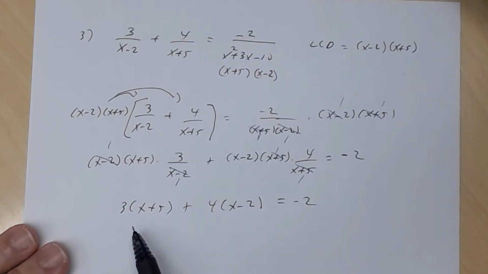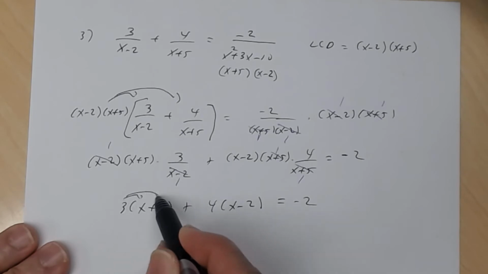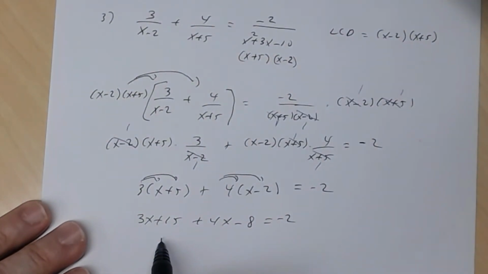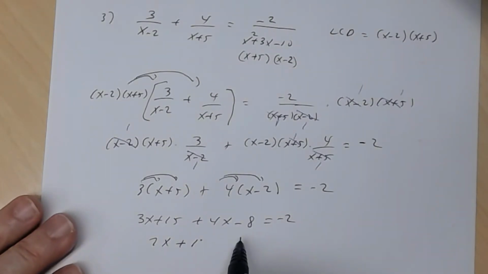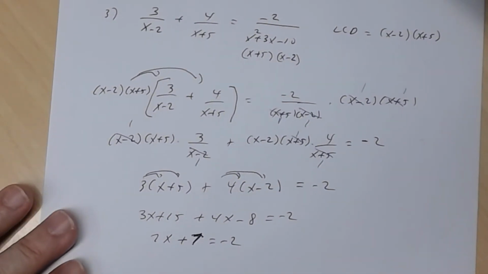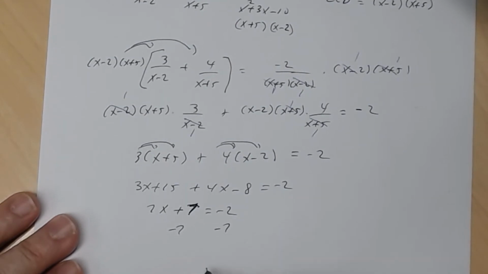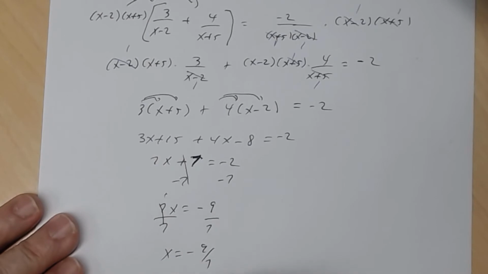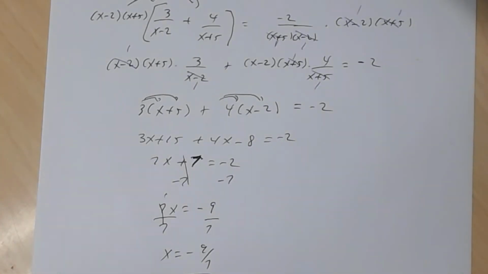All right? Now, let's distribute. So when I distribute, I get 3x plus 15 plus 4x minus 8 equal negative 2. And so when I combine like terms, I get 7x plus, 5, 6, 7, 8, so 7x plus 7 equal negative 2. Subtracting 7 from both sides, I get 7x equal negative 9. And then divide both sides by 7, I get x to be negative 9/7. So that's your solution.